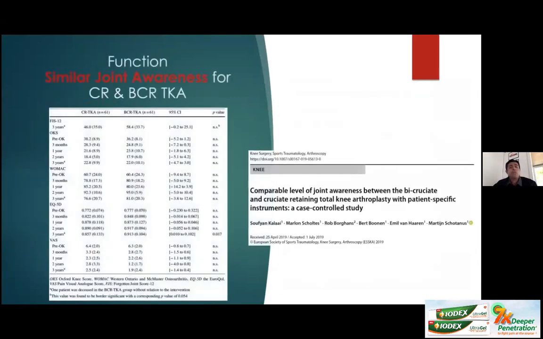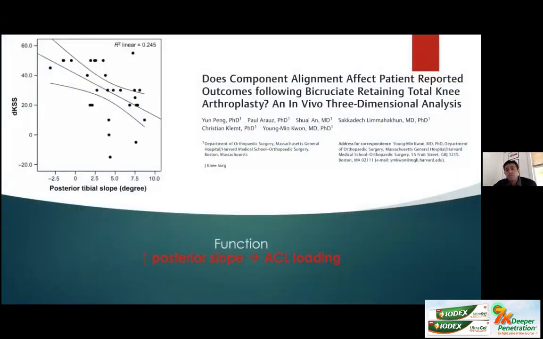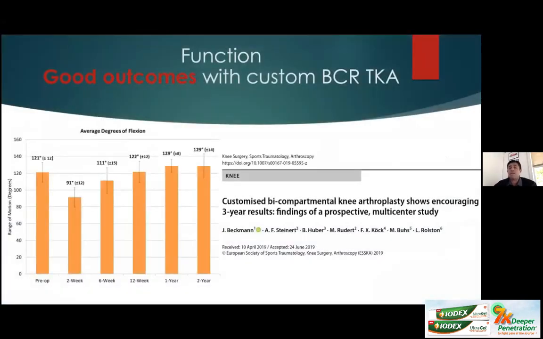And when you extrapolate this data to bicruciate retaining designs, again, there seems to be a similar joint awareness. So whether patients notice that they have a bicruciate retaining or a cruciate retaining really doesn't seem to alter. What seems to be important for a bicruciate retaining design is your posterior slope. If you make a mistake and put in too much posterior slope for these patients, that seems to load their ACL a lot more and can result in ACL rupture, which then leads to a poor functional outcome for these patients. So it's critical to pay importance to their design.